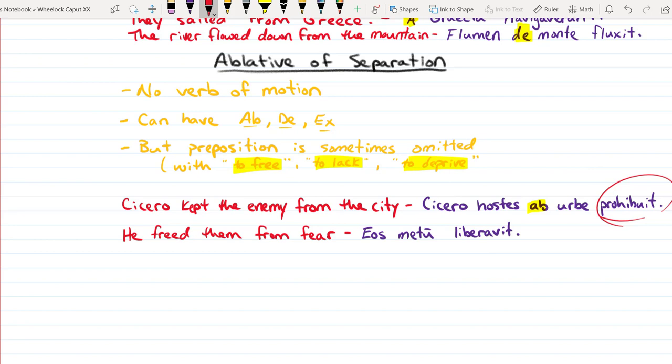Now, in the second sentence, he freed them from fear. We have the verb freeing, right? Liberavit, and he freed them from fear, metu, just by itself. Again, you don't need the preposition every single time, especially with verbs like to free, or to lack, or to be deprived of something. So again, with the verbs free, lack, or deprive, you'll probably have something where this is omitted. Most of the other times, like this first example with Cicero, you're going to still have that ab or ob. It's really just with these particular verbs, like careo or libero.